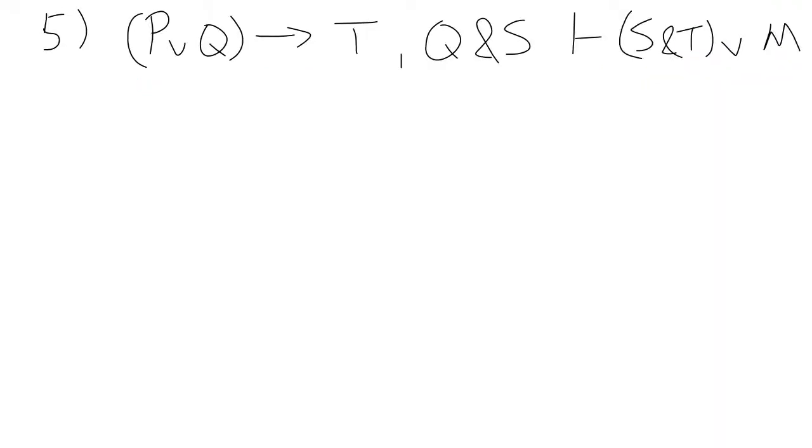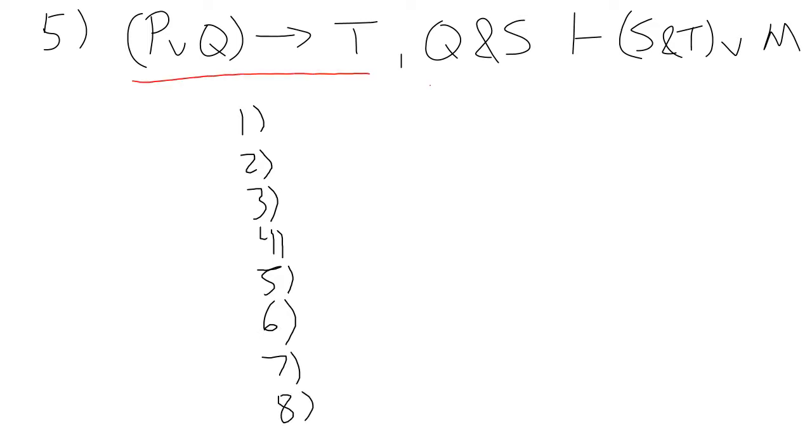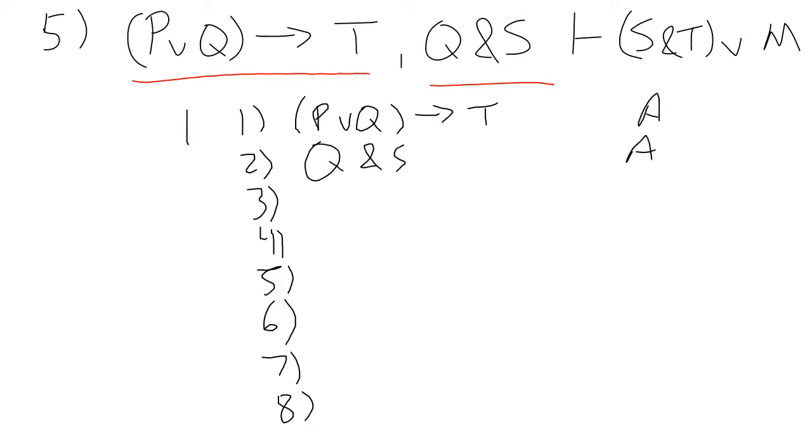Now on to 5. 1, 2, 3, 5, 6, 7, 8. So how many premises do I got? I got 1, 2: P wedge Q arrow T, and Q and S. It's an assumption, 1 and 2. Now, let's look at our conclusion. I've got a wedge statement, so S and T, or M.